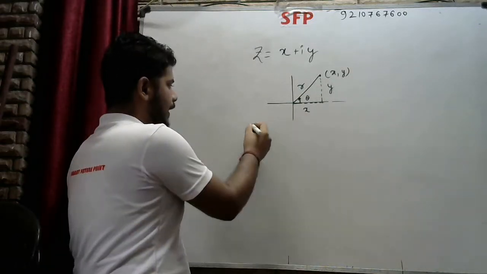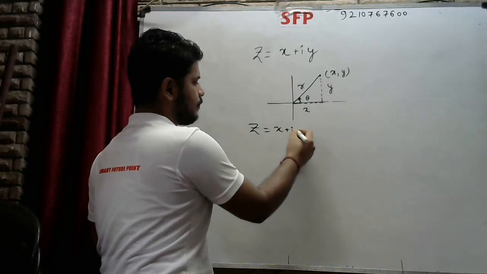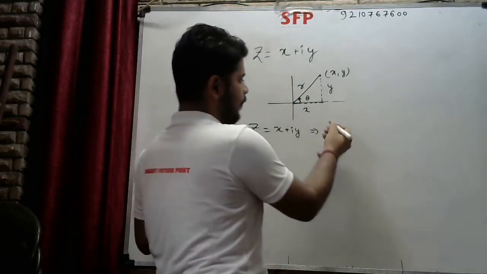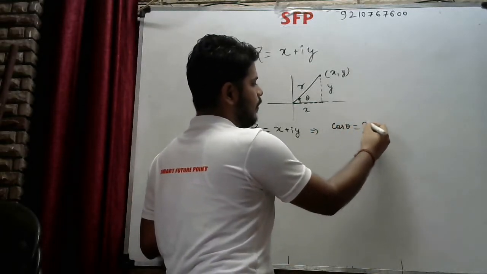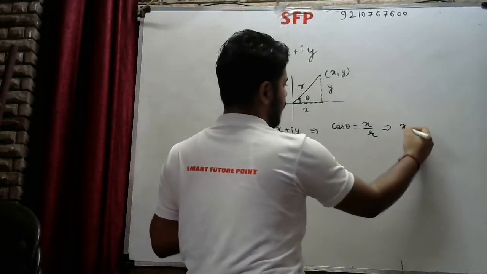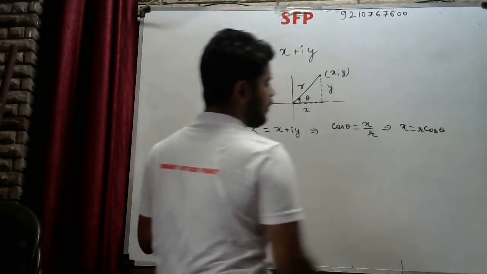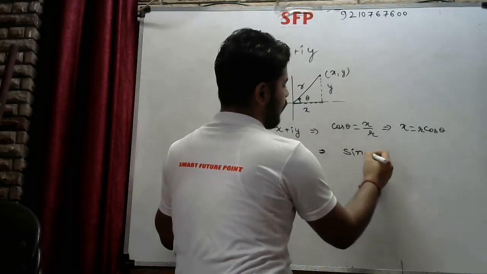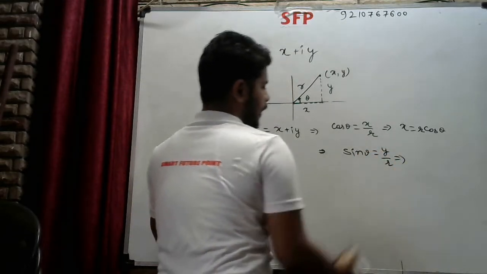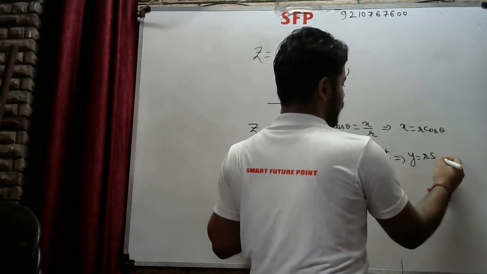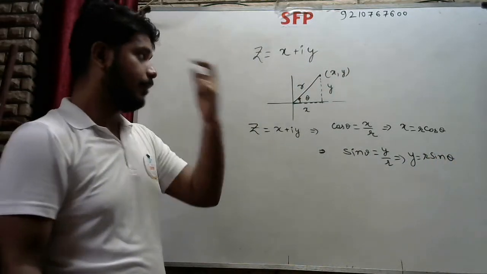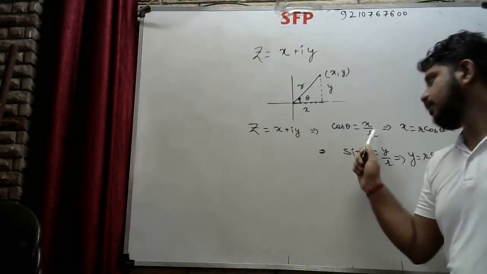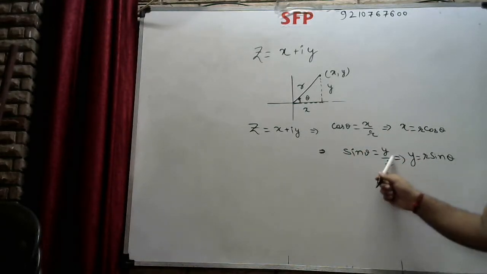Fine. So I can write z is equal to nothing but x plus iota y. If we take this triangle, then cos theta will be represented as x by r. It implies that x can be written as r cos theta. In this triangle, sin theta is nothing but y by r. It implies that y can be written as r sin theta. I hope you got this. We know cos theta is nothing but base upon hypotenuse, and sin theta is perpendicular upon hypotenuse.